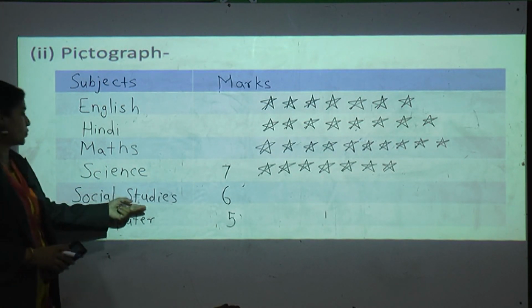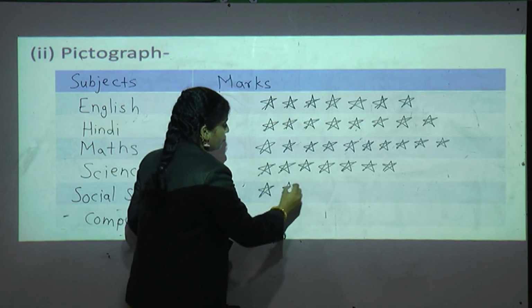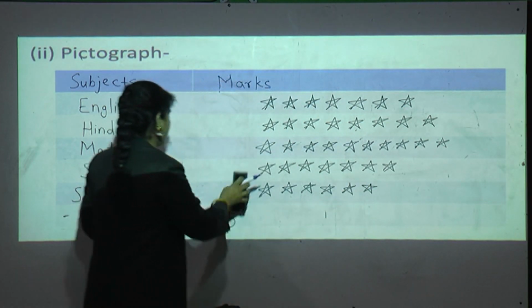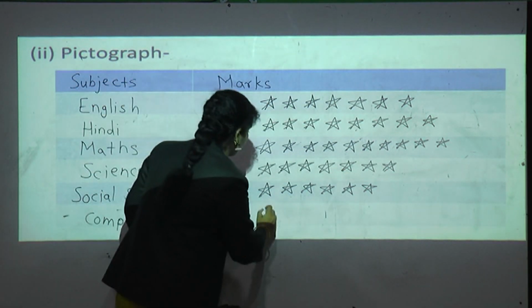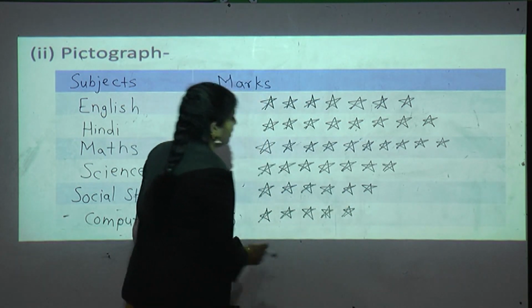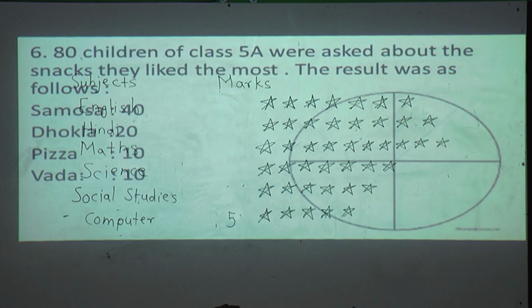Now students, in social studies he got 6 marks. So 1, 2, 3, 4, 5, 6. Now last one, computer. He got 5 marks. So just draw 5 stars. Okay, here the star represents 1 mark. Yes students. So in this way we can show the data in tabular form also and in pictograph also. So our next question.